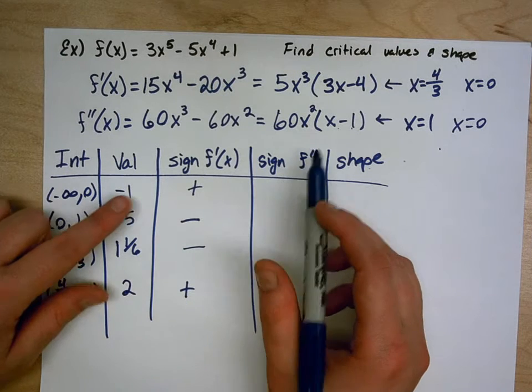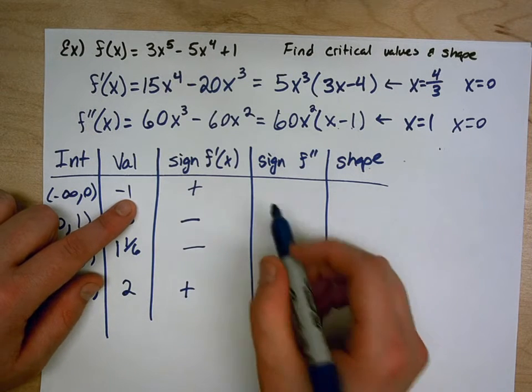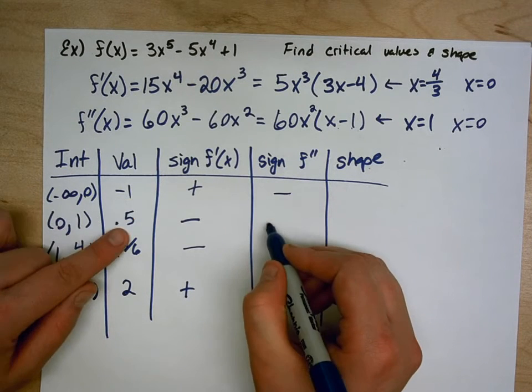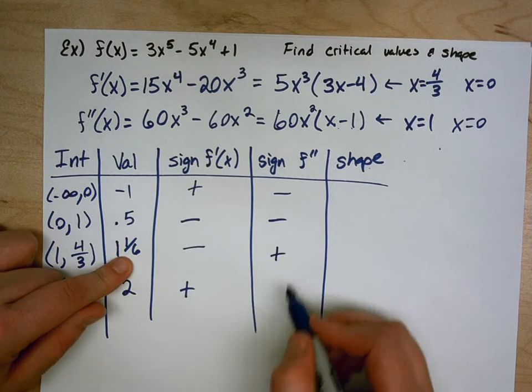Same thing with f double prime. I'm going to plug in -1 to my f double prime. I'm going to get negative, negative, positive, positive.